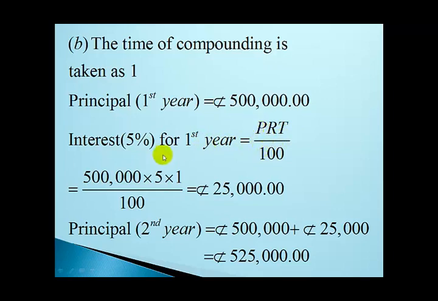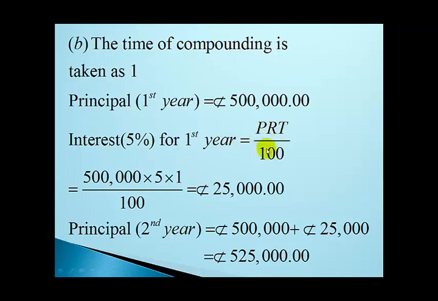P equals 500,000. R equals 5%. And T equals 1. Take note that the time of compounding is taken as 1. So T equals 1 divided by 100. And 100 is a constant. Take note that the interest is in terms of percentage. So if we are given 5%, then it will be 5 divided by 100. And that is how come we are dividing PRT by 100, because the rate is in percentage. So the interest is equal to PRT divided by 100.